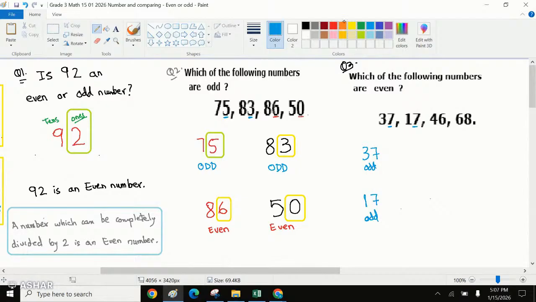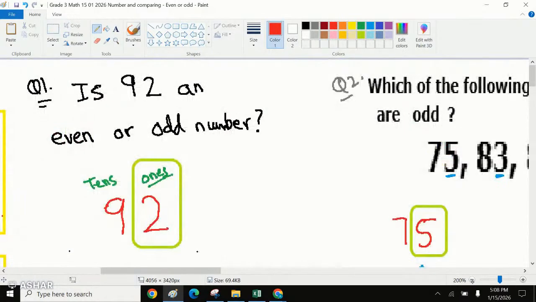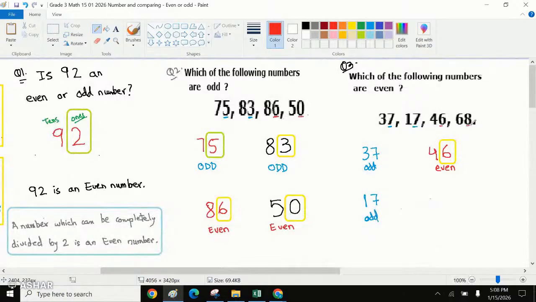Agreed? But when we look at 46, the units position, the ones position of 46 has a 6 on it, right? And we know that the numbers ending with 6 are even. And what about 68? The number 68 also ends with 8. That means this would be an even number. So this number and this number are even.